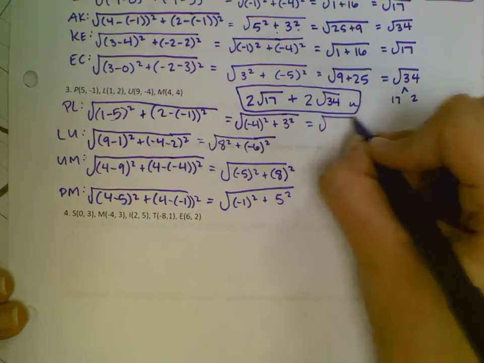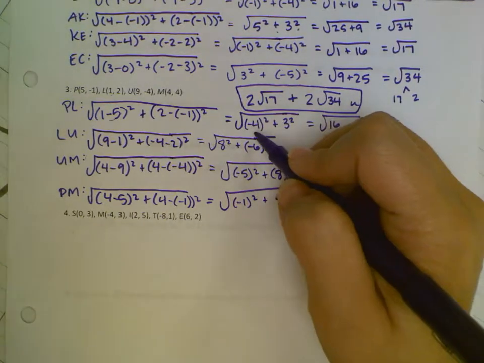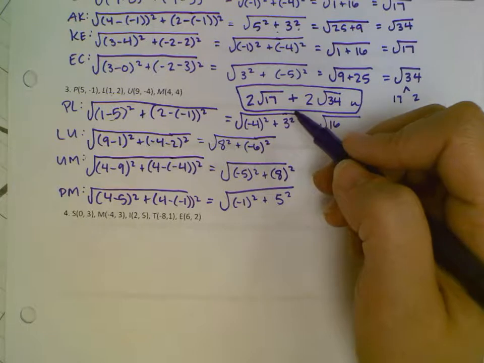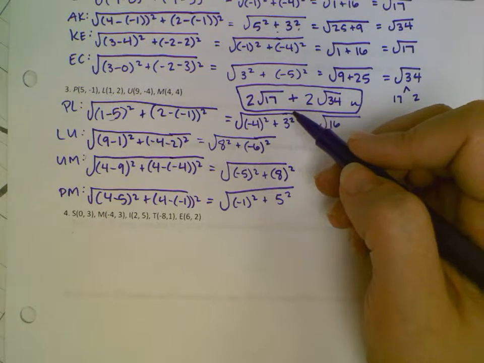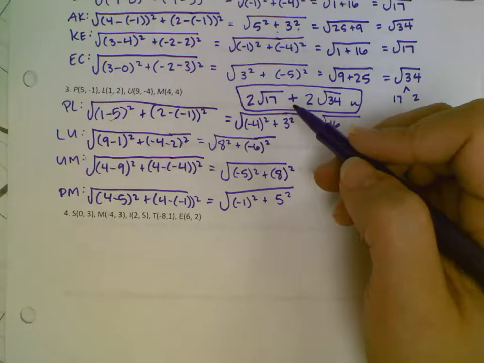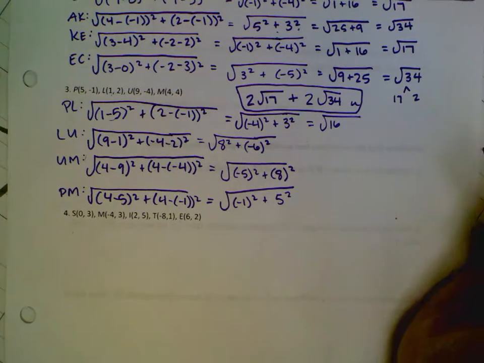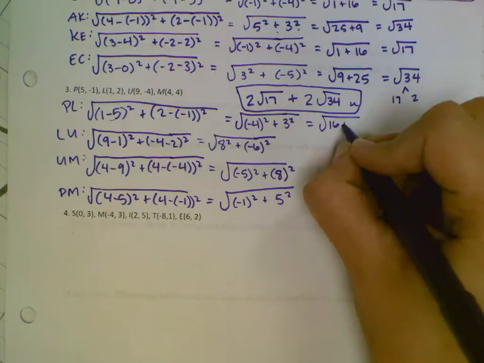Negative 4 squared is 16. If you're putting this in your calculator, make sure you're putting parentheses around the whole negative 4, and the squared is on the outside. If you do negative 4 squared without parentheses, you will get a negative number, but we know that a negative times a negative will give us a positive, so any negative number squared must be positive. 3 squared is 9.